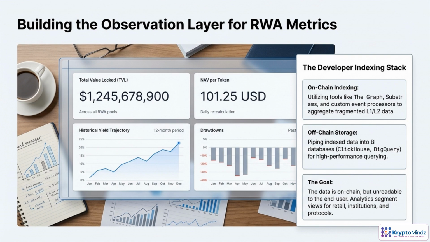To make RWAs usable at scale, you need an observation layer, a clean, queryable view of what's happening across all pools and chains. Raw on-chain events are noisy and fragmented. Indexing turns that firehose into structured metrics like TVL, NAV, yield paths, and drawdowns. Once this data is warehoused off-chain, you can build tailored analytics for retail users, institutions, and protocols.